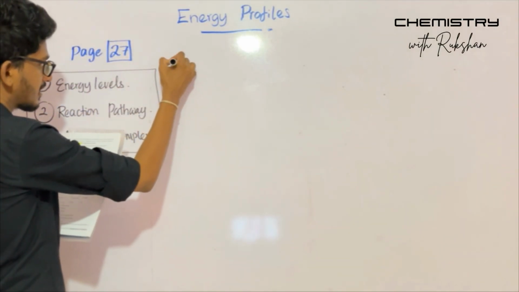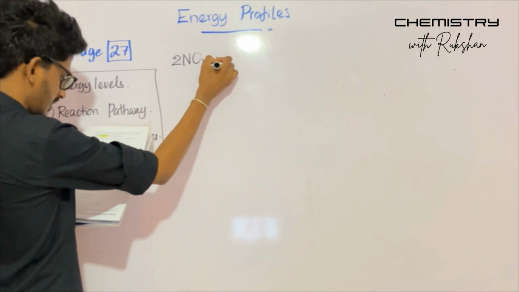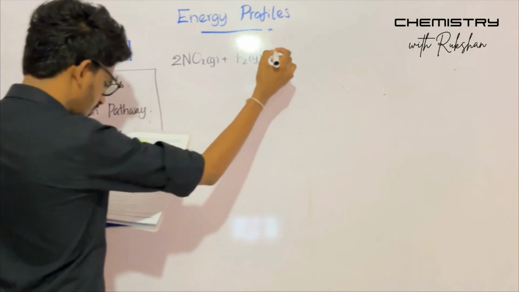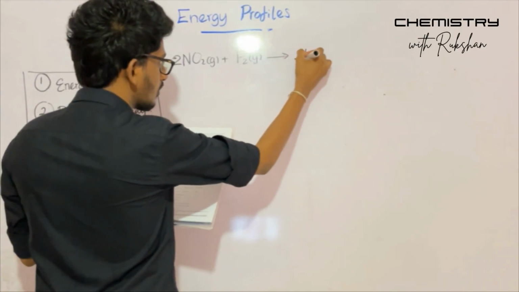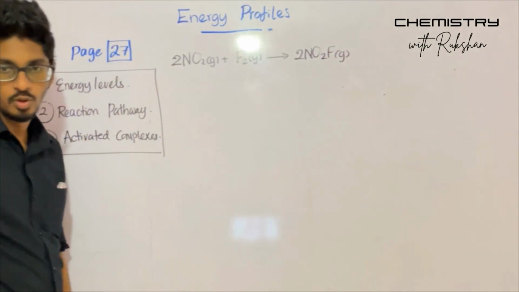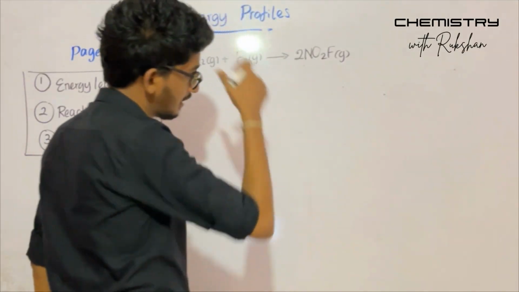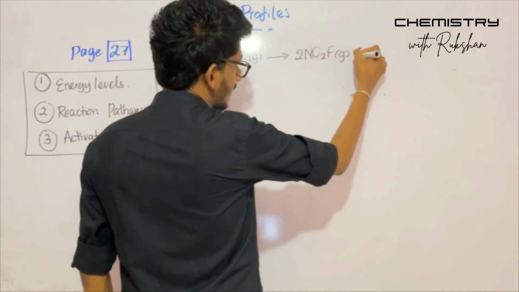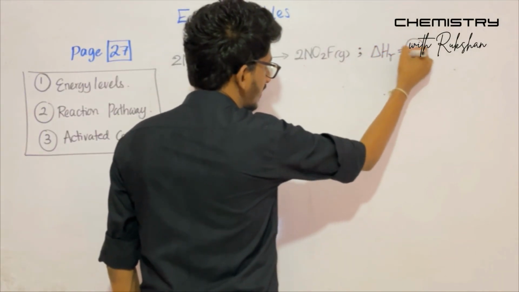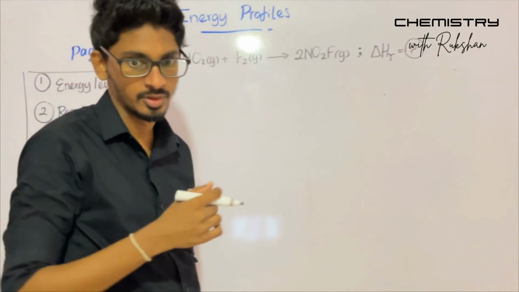reaction. The net reaction is this: two of NO2 gas reacting with F2 gas to give you two of NO2F, right? This is your overall reaction. We have to come up with the delta H R here. We don't know. We need to come up with that correctly before drawing the energy profile, right? Let's discuss that.